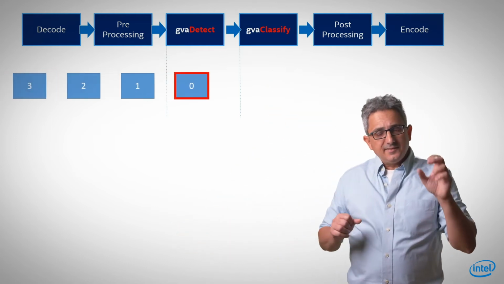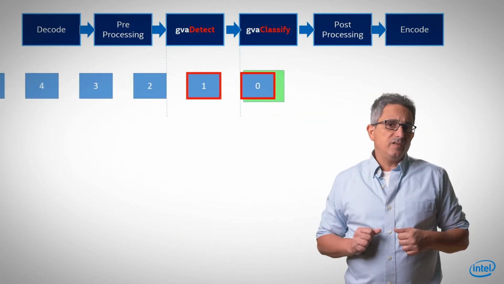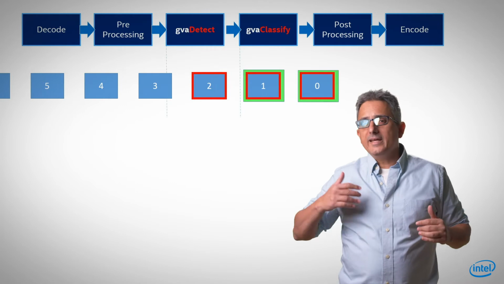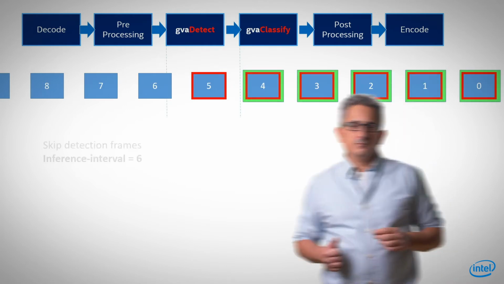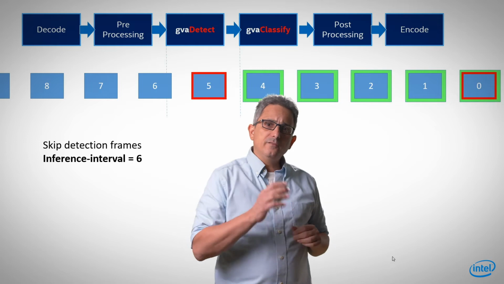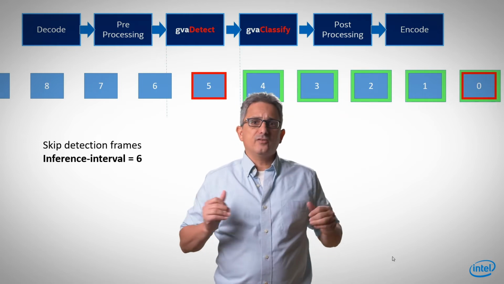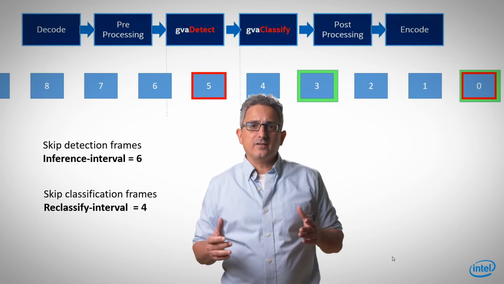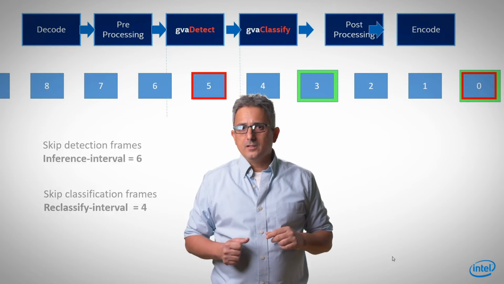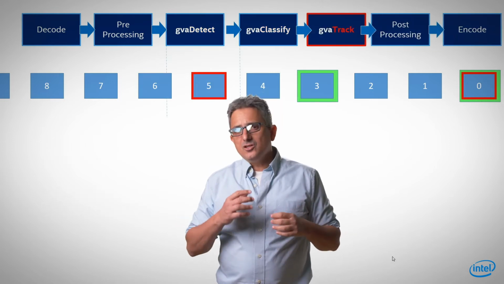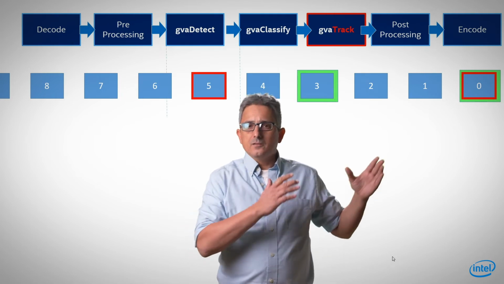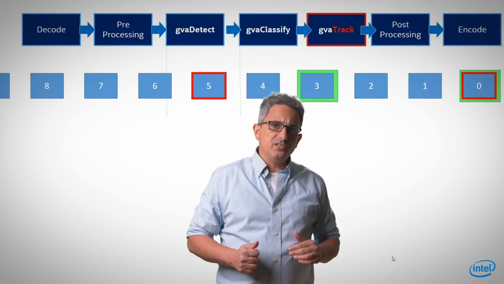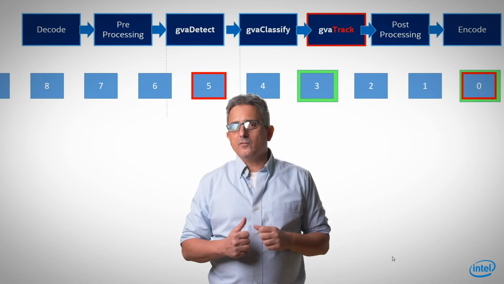Taking this pipeline, for example, the decode stage is streaming frames one after the other. And we perform GVA detect on every frame, and then GVA classify on every frame. So many operations done on every frame, one after the other. But I can skip detections using inference interval. Here, I'm running inference only on every 6th frame. And I can skip classification. Here, I classify only every 4th frame. And I can compensate using GVA track by tracking between frames. Basically, GVA track will track every object detected until it will get a new set of objects.